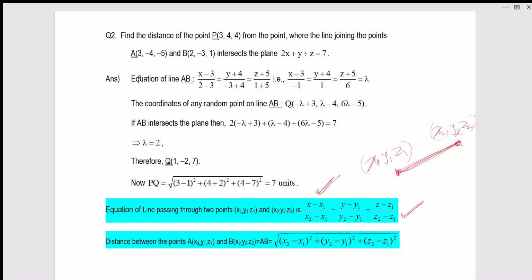And the distance between 2 points when 2 points are given to you. This formula you have already done in class 10th. This is under root x2 minus x1 whole square plus y2 minus y1 whole square plus z2 minus z1 whole square. So both formulas should be learned.